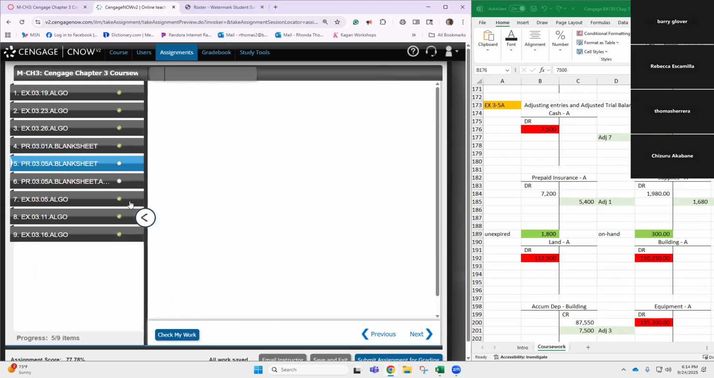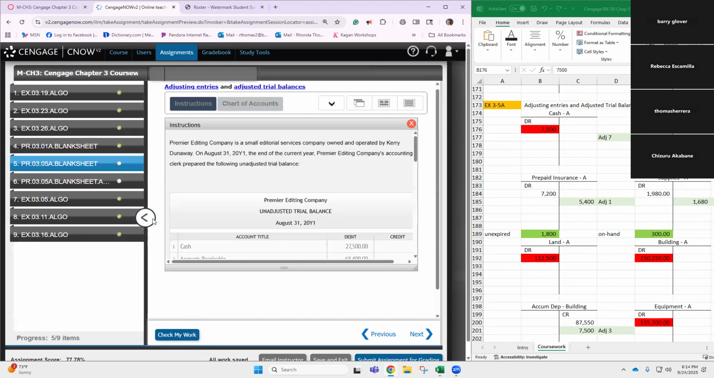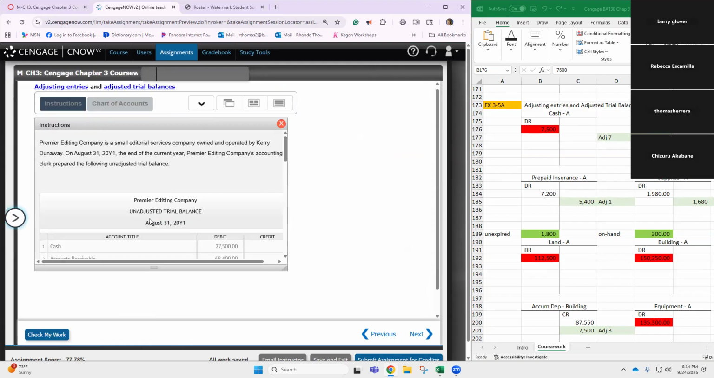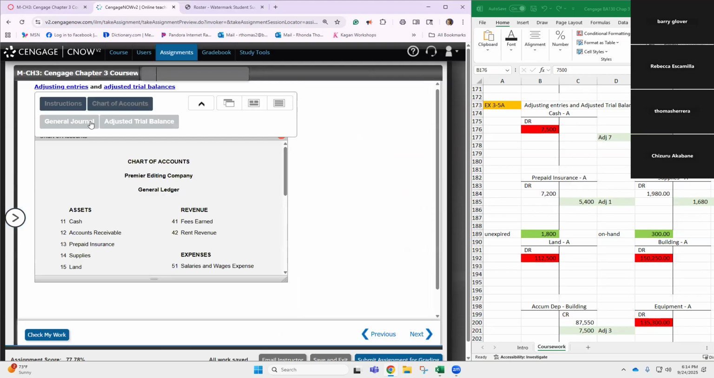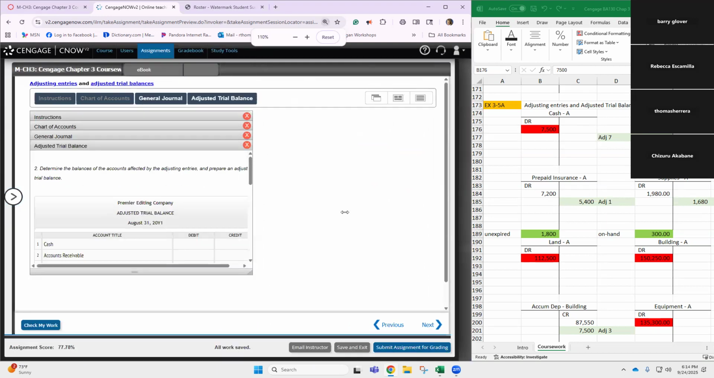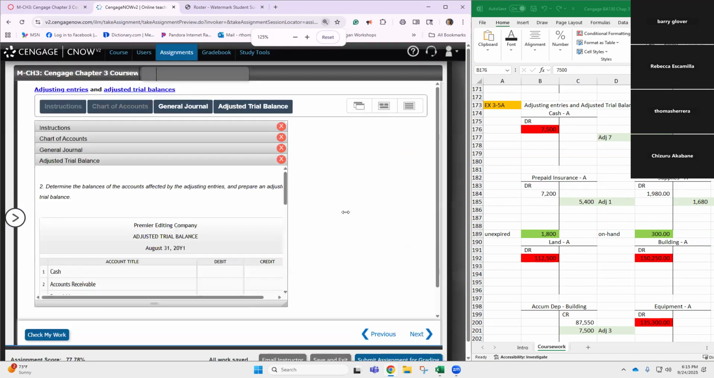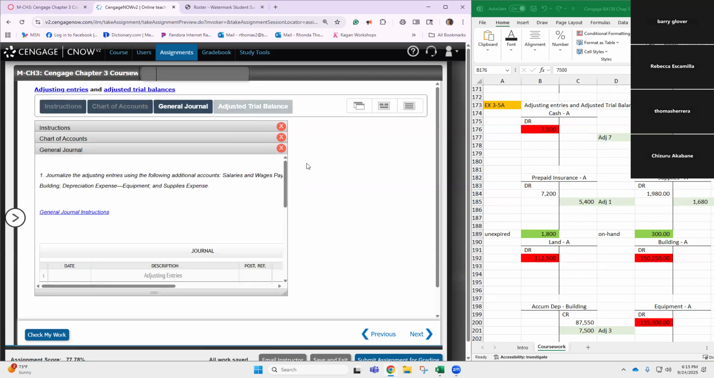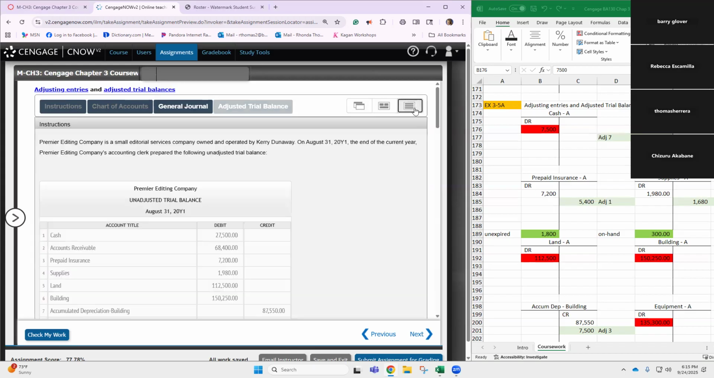Okay, now let's go to 5. So this will be like the one you'll need to do. All right. So let's see if we can't make this happen. And we just have to do the general journal, but we're also going to have to keep track of what the balance is in the accounts, because when we're finished, we're going to make an adjusted trial balance. So if you want to make your adjusted trial balance, get rid of it for now. Let's just do instructions, chart of accounts, and general journal.